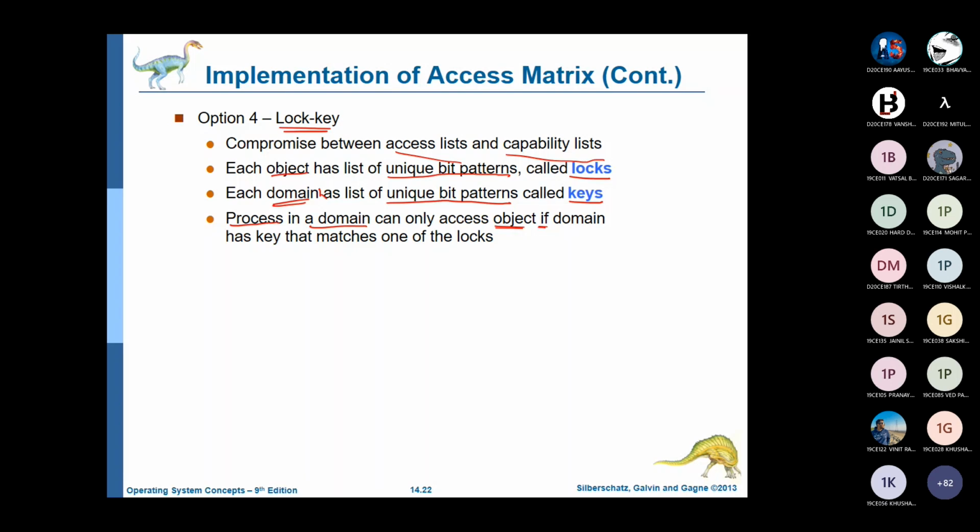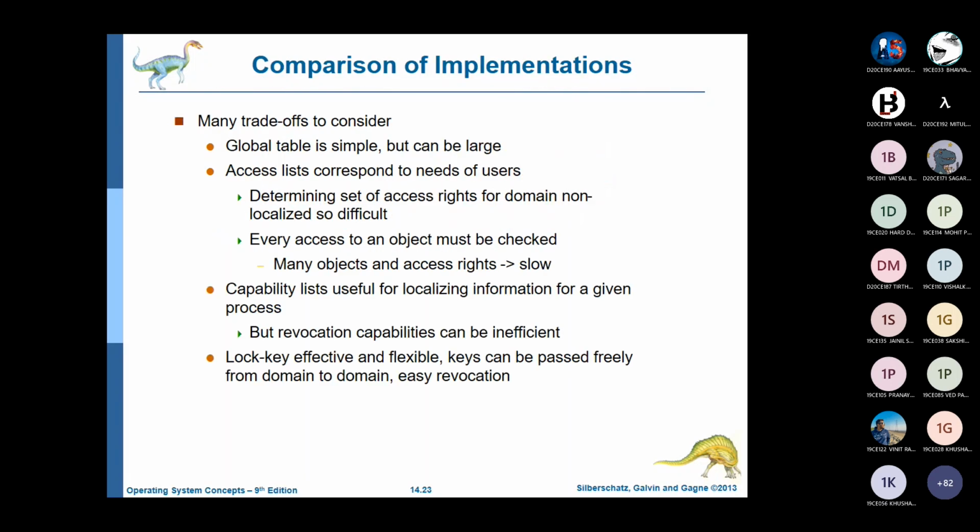Okay, so this is an implementation of access matrix using lock and key. Now, a comparison of these different implementations. The global table, as we have seen, is simple, but it can be large, and there are sparse entries as well. Then the second is the access list. It corresponds to the needs of the user, and it determines the set of access rights per object.